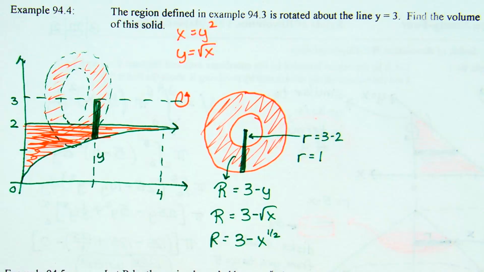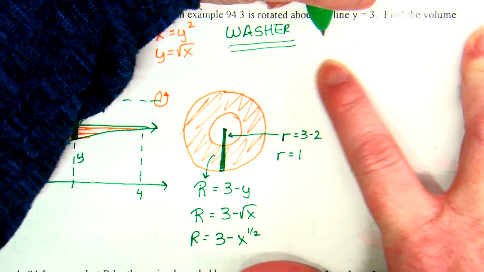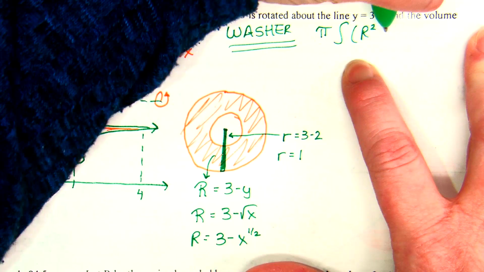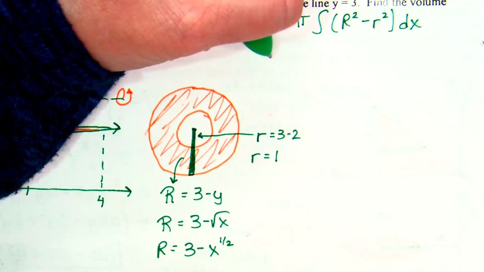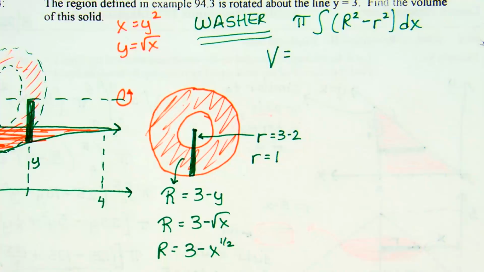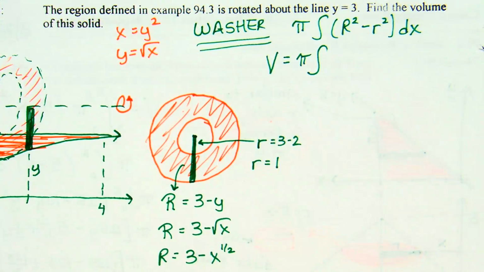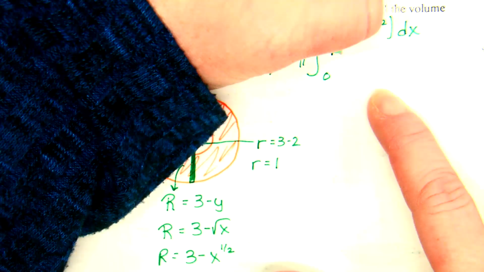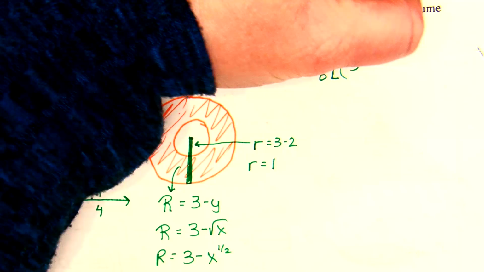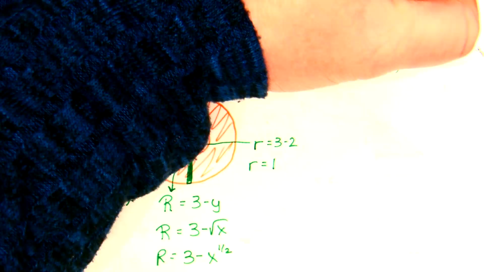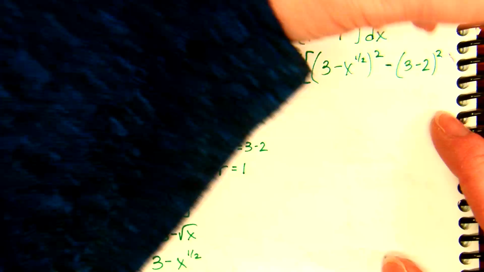Remember, washer method is pi times big R squared minus little r squared, or pi times the integral of big R squared minus little r squared. So, for this problem, pi times the integral. What do you think the boundaries are? Yeah, 0 and 4. That didn't change. Now, I'm going to write it out the long way to begin with, so you can see the idea that big R was 3 minus x to the 1/2 quantity squared minus little r. I'm going to do something crazy and write 3 minus 2 quantity squared. And I'm only doing that so that if you look back later, you have an idea of where the magical 1 came from.